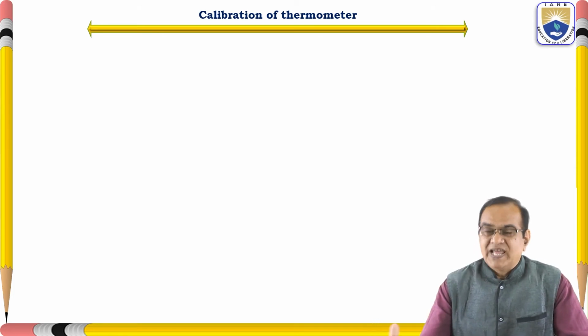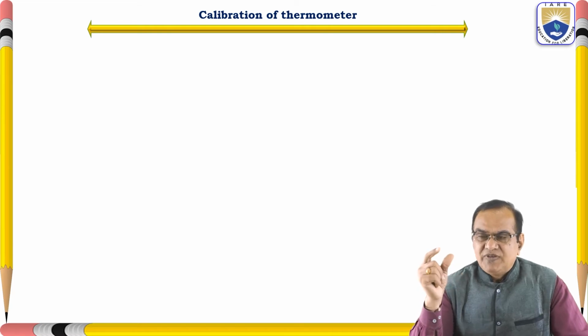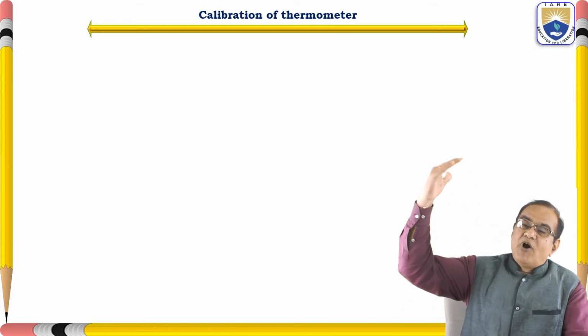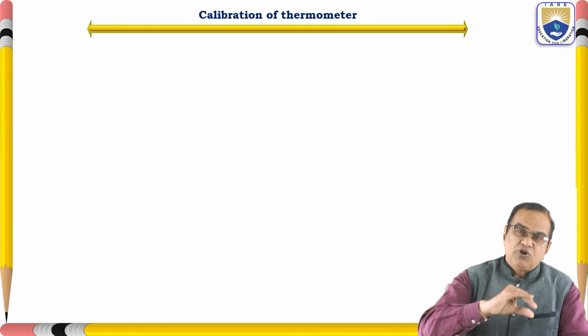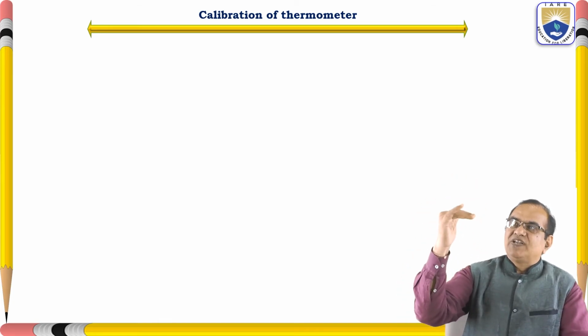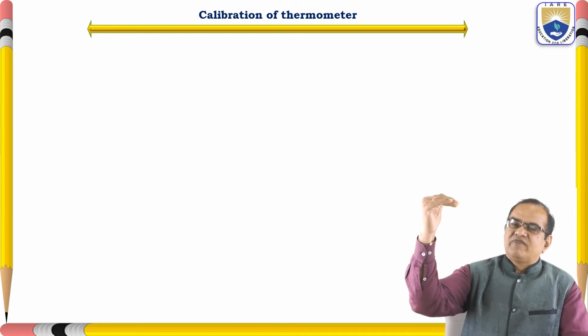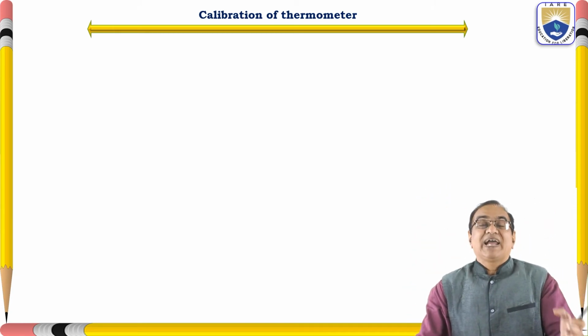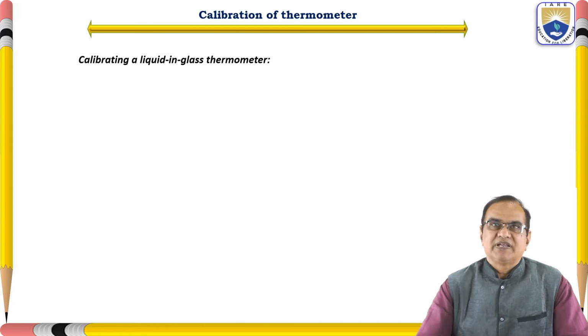Now next is the calibration of the thermometer. How do we calibrate? For water, the freezing point we assume as 0, and the boiling point we assume as 100. So from 0 to 100, the thermometer will increase in that ratio, and we will divide it one by one, and in this way we can calibrate the thermometer.